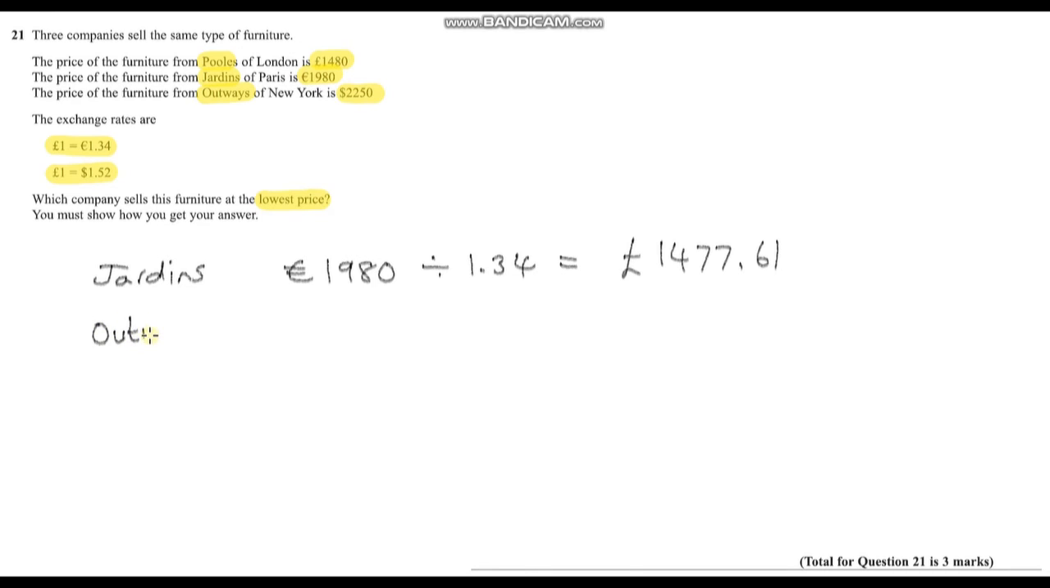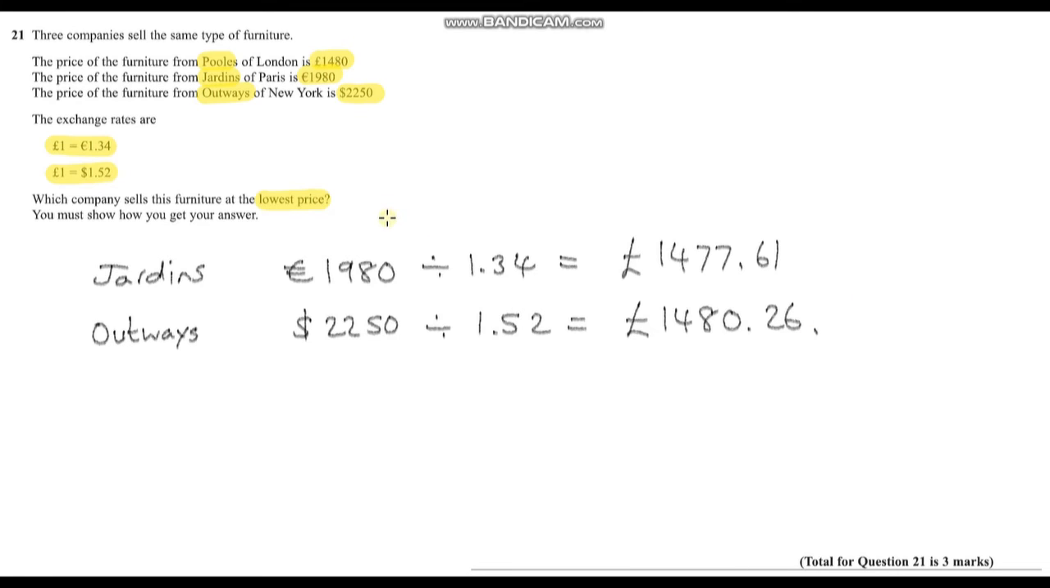And now let's look at Outways. So Outways. So that is in dollars. That is $2,250. So if we look at our conversion, this time we're going to divide by 1.52. So if we divide by 1.52, let's type that in, 2250 divided by 1.52, and we get £1,480.26.